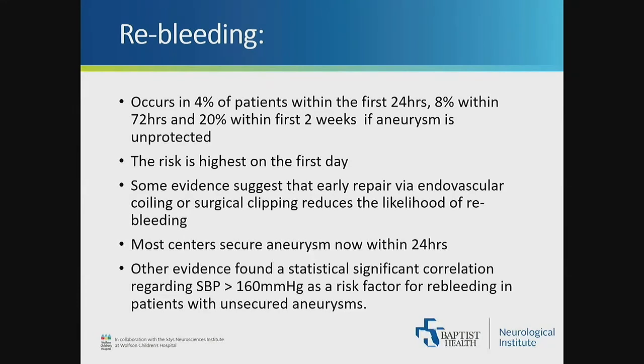Evidence suggests that early repair and vascular treatment of these patients helps reduce the likelihood of rebleeding. Other evidence has found a statistical significance in the correlation of blood pressures greater than 160 as a risk factor for rebleeding in patients with unsecured aneurysms. So follow your orders, and make sure everything's perfect with your patients in regards to blood pressure.